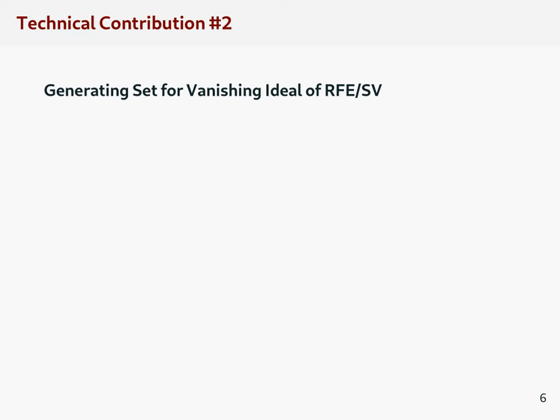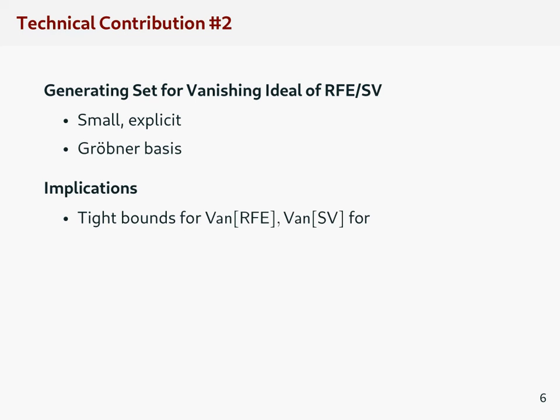And specifically, we come up with a generating set for the vanishing ideal of RFE as well as SV. This generating set is small and explicit. For fixed settings of parameters, it's polynomial in size in terms of the number of variables, and it is explicit in the sense that each generator is a very structured, small determinant. In fact, taking an appropriate subset of our generating set, you get a Grobner basis, if you know what that means.